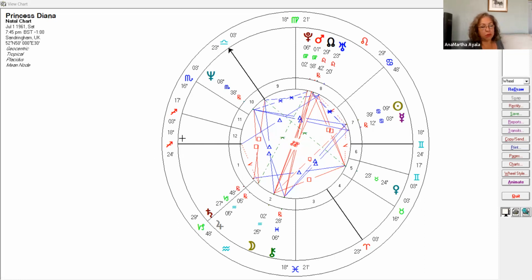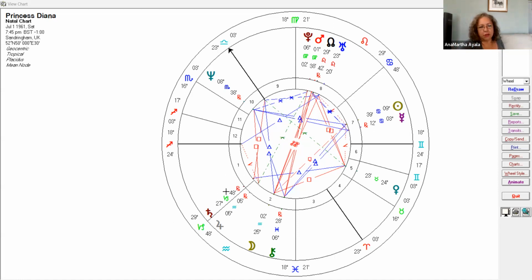So I am not aware if she had any incurable diseases. I do know that she suffered from depression and bulimia. But anyway, that's not the purpose of doing this, because my interest is in the eighth house, which describes the way that you're going to die. So I'll briefly discuss her chart real quick.